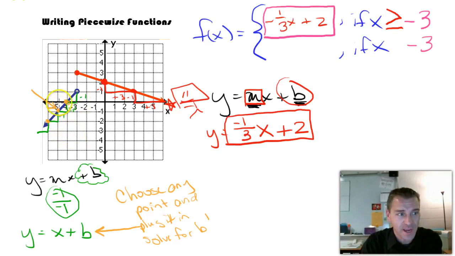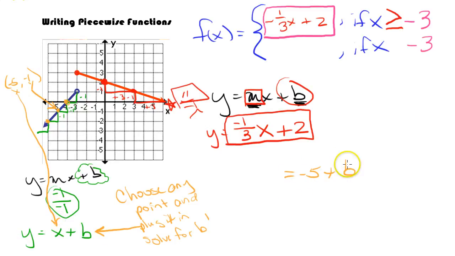That happens to be negative 5 and negative 1. So I'll take that as my x, and that is my y, and I'll plug it into this equation. I'm going to pull it over here. So negative 5 goes in there, plus b. I don't know what that is, I'm looking for it. And the y value, negative 1, goes in there.